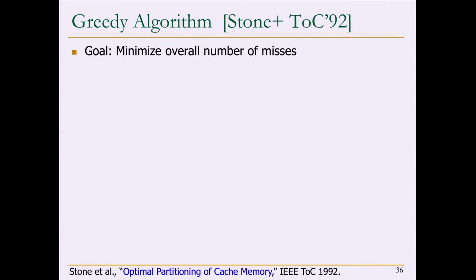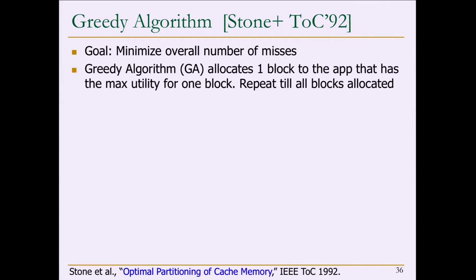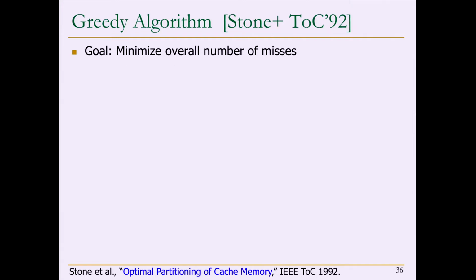One heuristic was actually developed much earlier in the past. This is 1992. Harold Stone, also the person who did the logic-in-memory computer in 1970, if you remember our lecture on processing in memory. He was also concerned with optimal partitioning of cache memory at that time, more at the system level. And he wanted to minimize the overall number of misses in a cache.